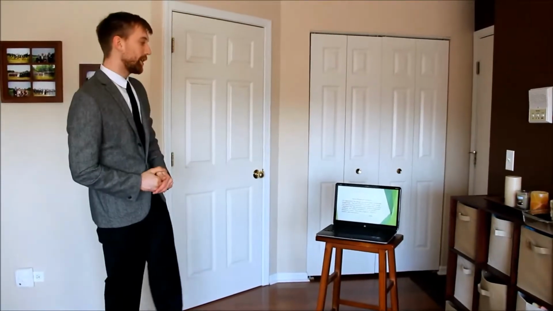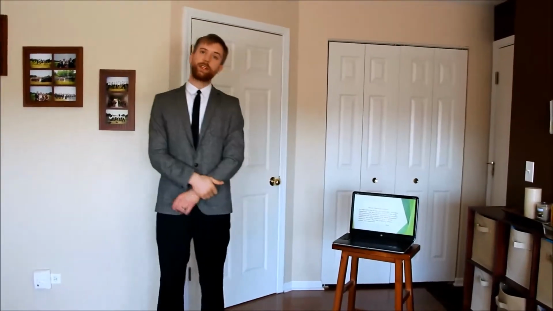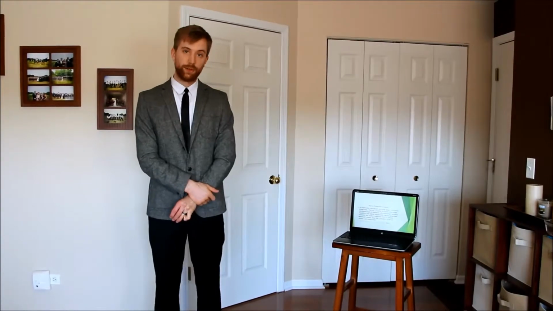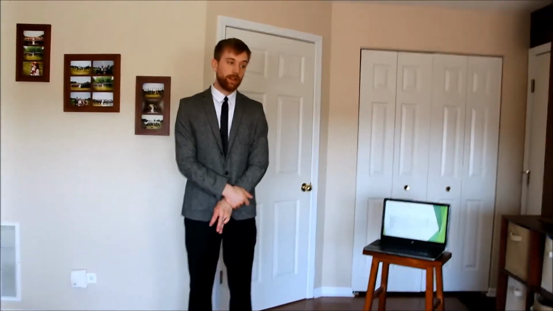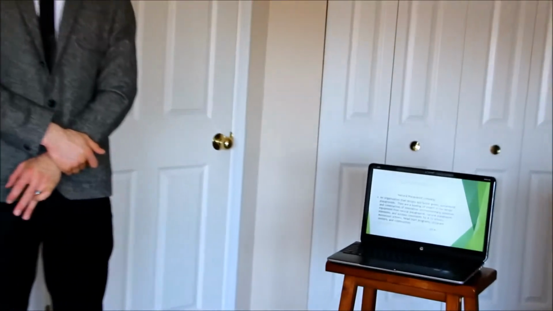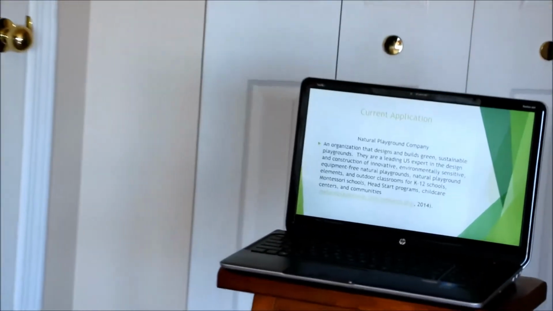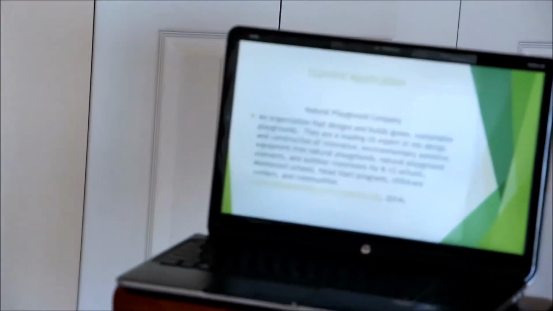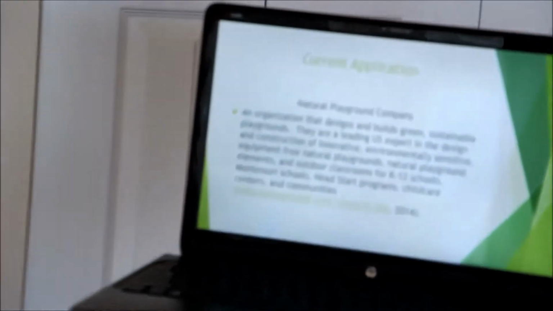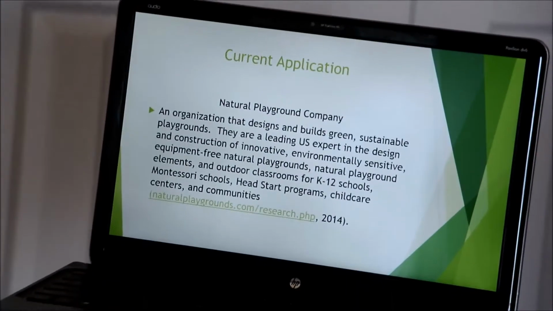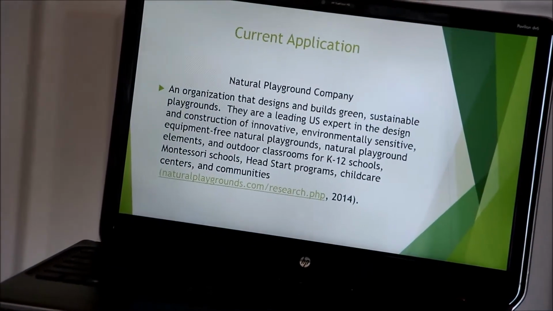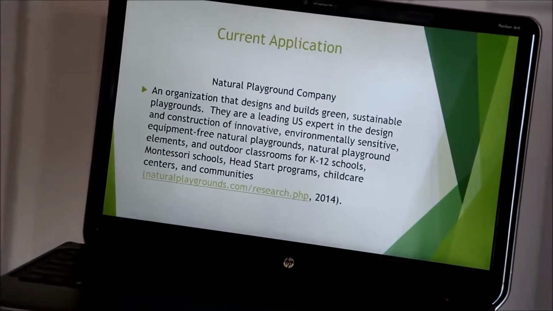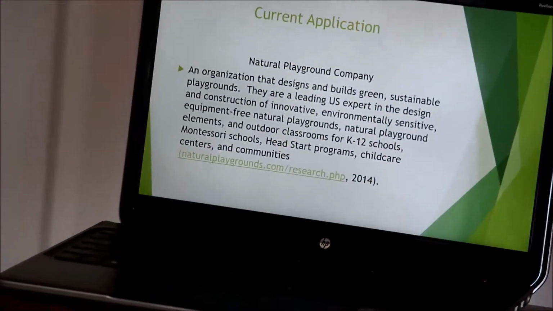All right, so let's look at the current applications. The picture that I showed earlier was from a company called the Natural Playground Company. They're out of North Carolina. They are one of the leading companies in this field of natural playgrounds. They've done a lot of research. They've shown the need, and they're very cost effective. They're very efficient, and they are a great example of what I like to see in our community today.